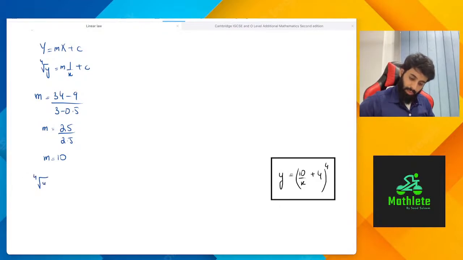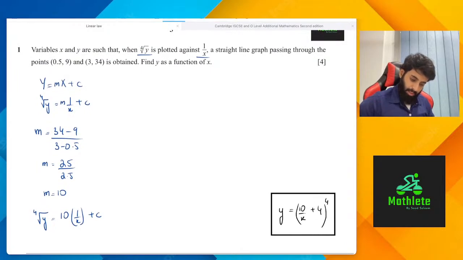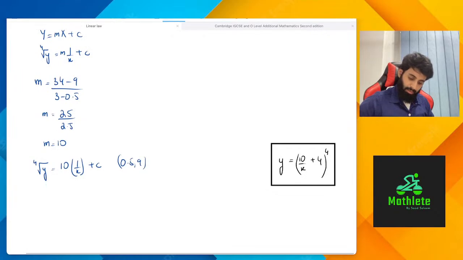Fourth root of y is equal to 10 into 1 upon x, ठीक है, plus c. c निकालने के लिए let's use the point through which the line is passing. I'm going to use 0.5, 9 for no particular reason. You can use the other one also, makes no difference. So पूरा fourth root of y is equal to 9, 10 as it is, 1 upon 0.5 plus c.